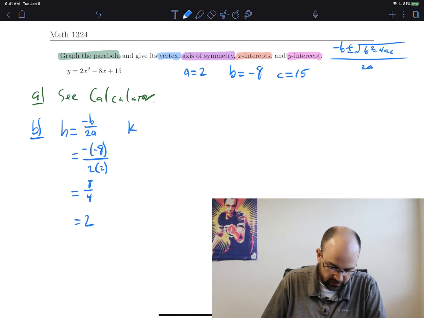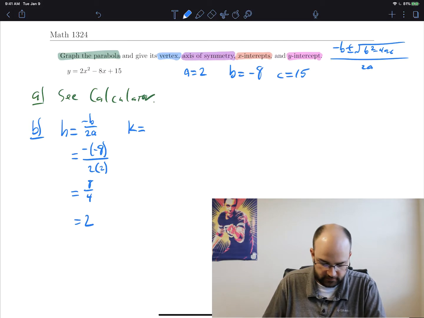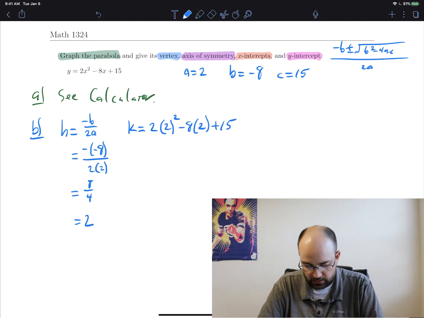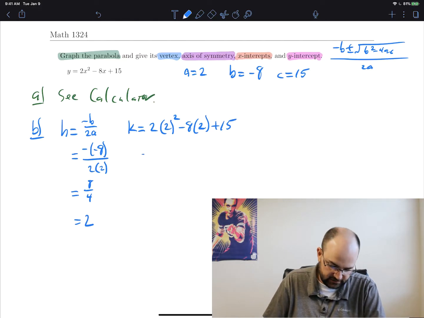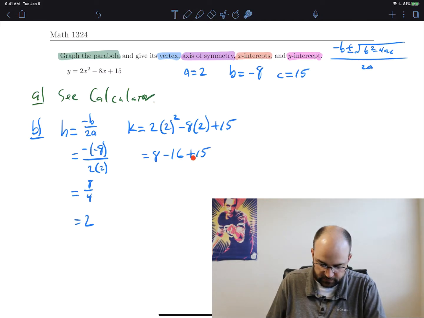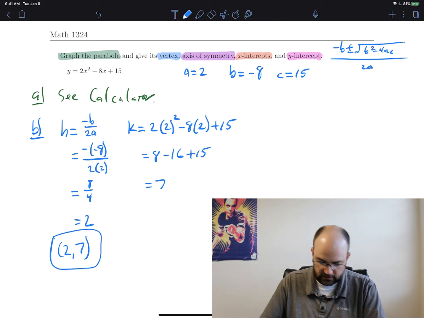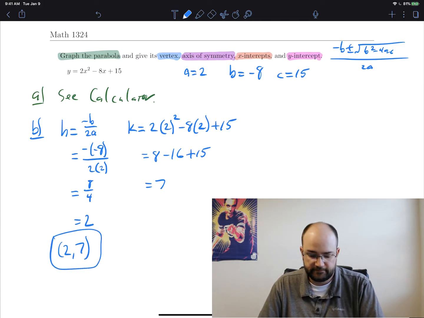To find the y-coordinate, just plug that into the formula. So we get 2 times 2 squared minus 8 times 2 plus 15. 2 squared is 4, 4 times 2 is 8. Negative 8 times 2 is negative 16 plus 15. So negative 16 plus 15 is negative 1 plus 8 is 7. That means that the vertex is the coordinate 2, 7.